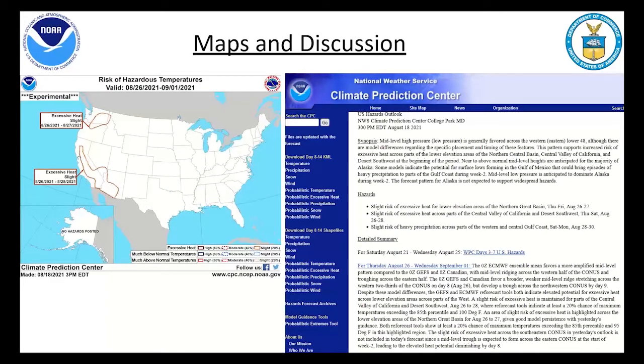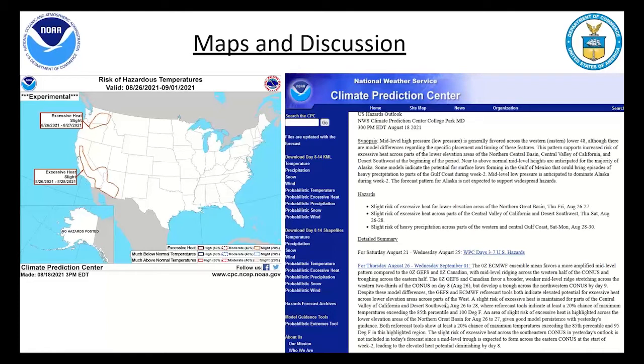So next slide here, this is just an example of the map. If you go to our homepage, click on the week 2 hazards, and look at the risk of hazardous temperatures, this is from last week. At that time, we were posting a slight risk of excessive heat for parts of the Pacific Northwest, Central Valley of California, and the desert Southwest.